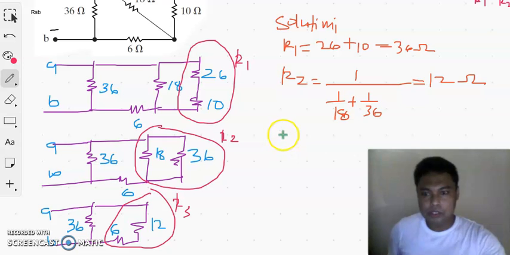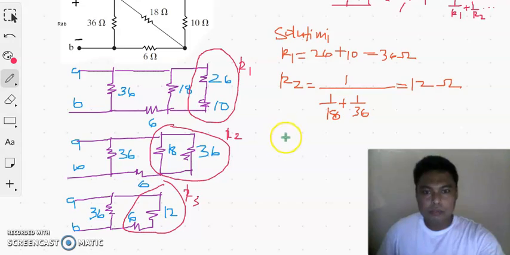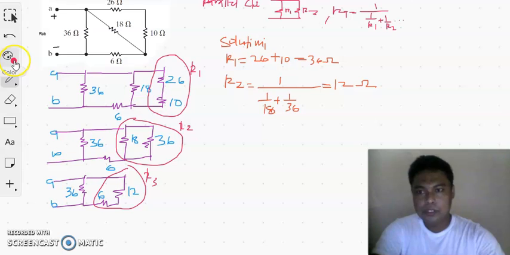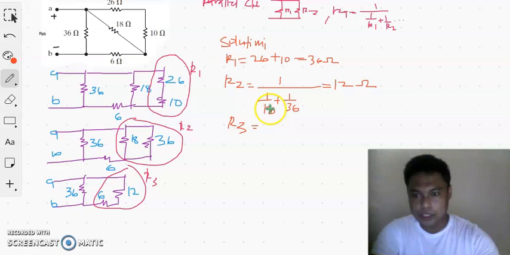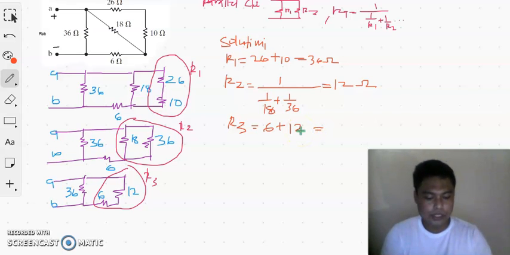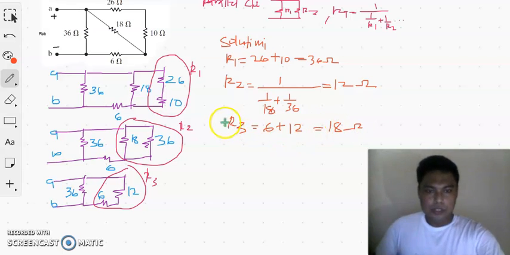By getting the resistance of R3, we'll use the principle of series circuit again. So for R3, we get the total resistance. So this is 6 plus 12. By using calculator, we get 18 ohms.